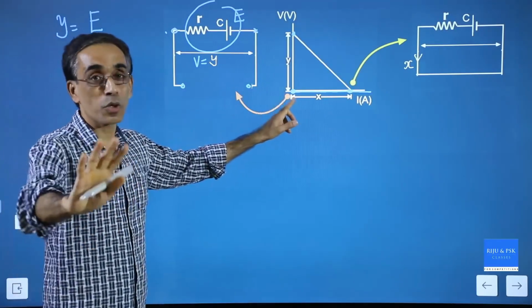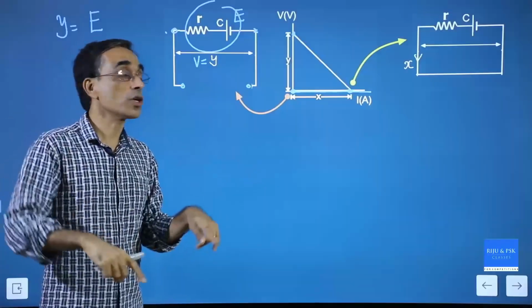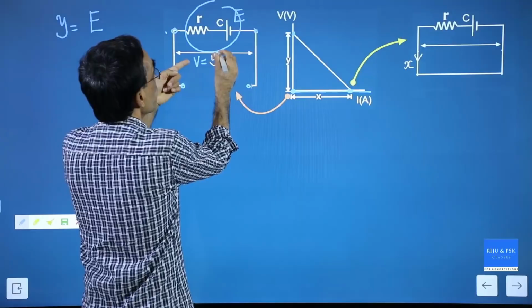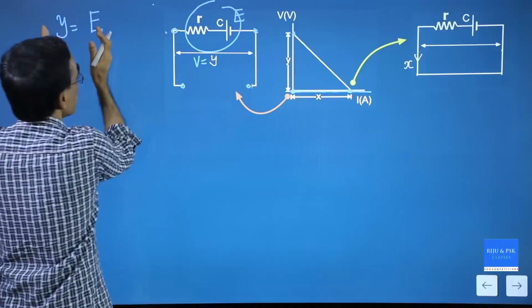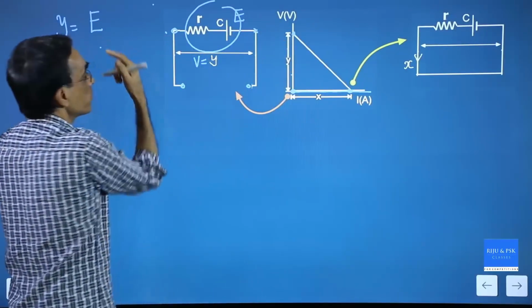This is the current 0 situation. Current 0 means open circuit. Open circuit means terminal voltage is equal to EMF, and the voltmeter is measuring terminal voltage, and the terminal voltage is EMF, and the terminal voltage is marked here as Y. Y is the EMF of the cell.